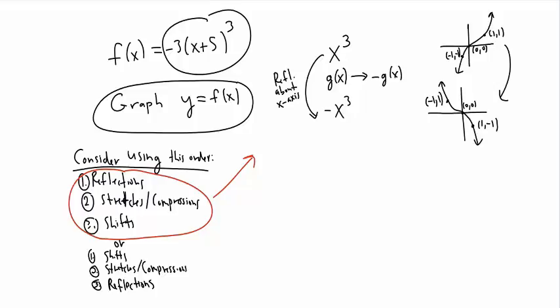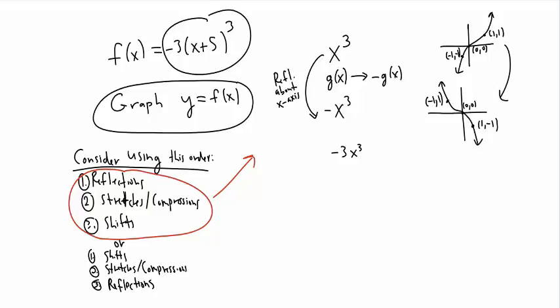So now there are no more reflections. There's not a minus sign in front of x in the formula for f. There's no reflection about the y-axis that we should do. And we see that there is a stretch. Right? We have minus 3 in front in the formula for f.